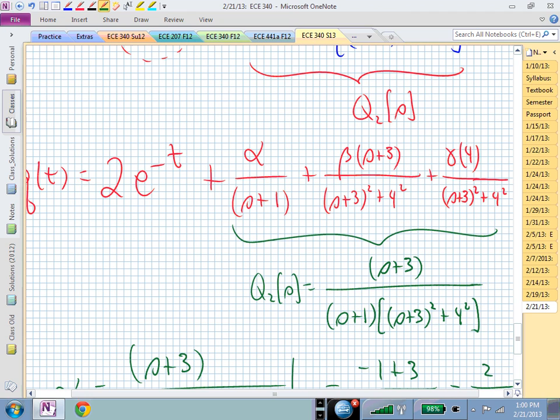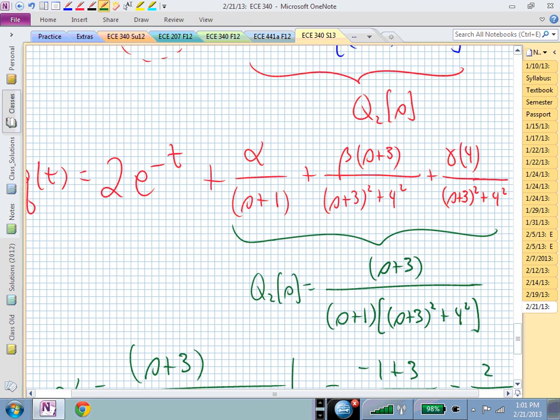We could put all of this red piece over the same common denominator as the denominator for Q sub 2 of s, and then we'll get some numerator that has all these terms involving alphas, betas, and gammas. We could equate coefficients, and we'll get 3 equations in 3 unknowns, and we could solve that simultaneously. I don't want to do a 3 by 3 matrix inverse to find alpha, beta, and gamma. So let's see if we can find beta by itself another way.